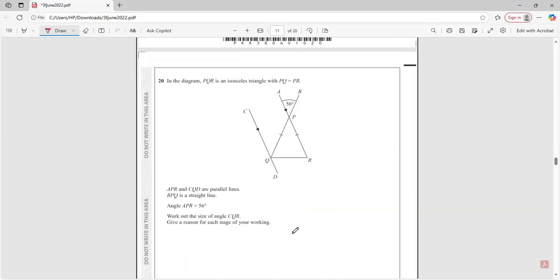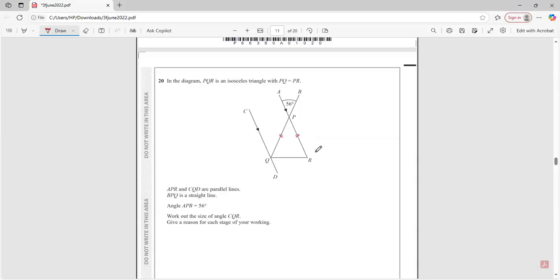Okay, so for this one, we see some parallel lines playing in the mix, and they're asking us some questions. It says in the diagram, PQR is an isosceles triangle. We remember isosceles triangles: two sides are equal, and the two base angles, the two angles touching those two sides, are equal. That's the property of an isosceles triangle. So what does it say? It says PQR is an isosceles triangle with PQ. Where is PQ? Let's quickly locate PQ. Can you see that sign there? PQ equals QR. That's our identification mark that they are equal to each other.